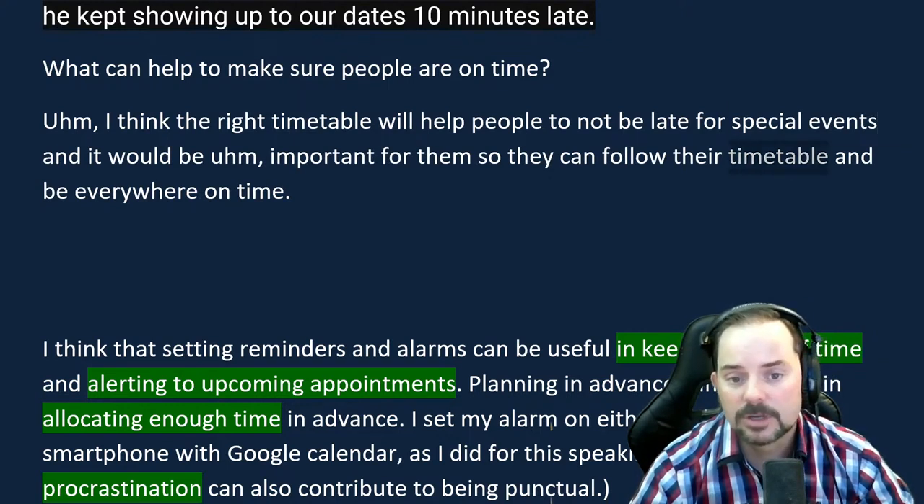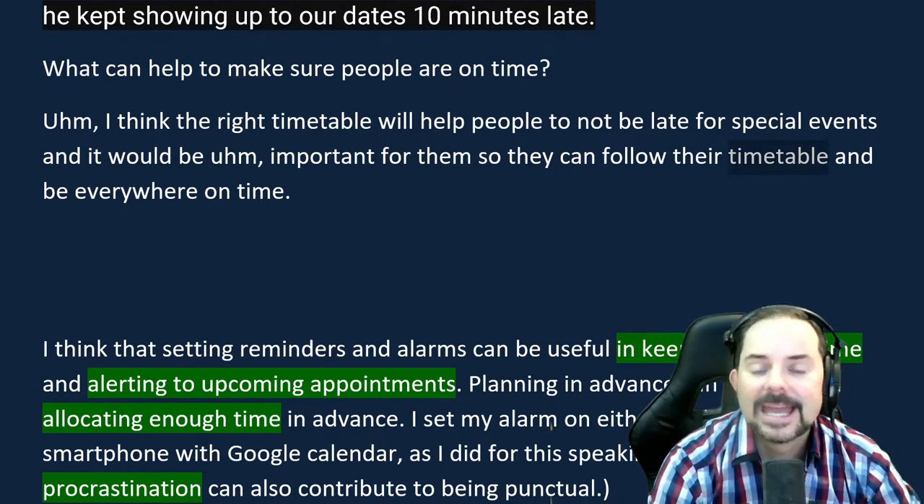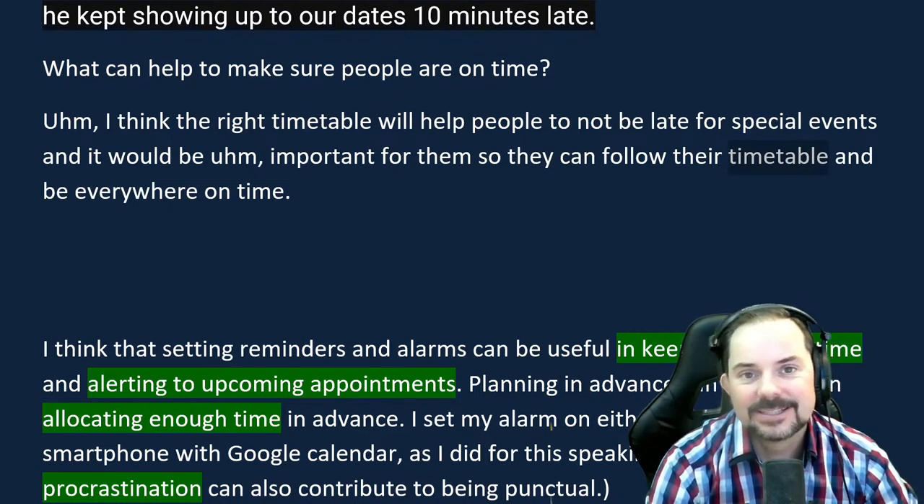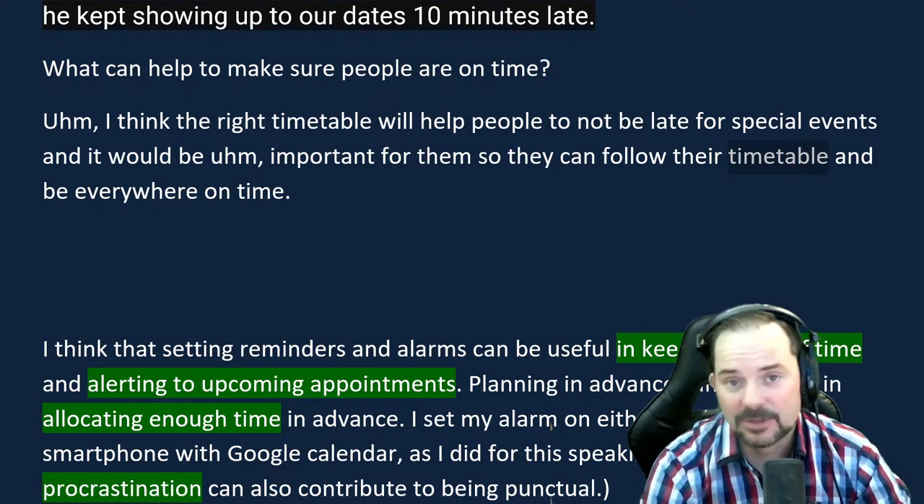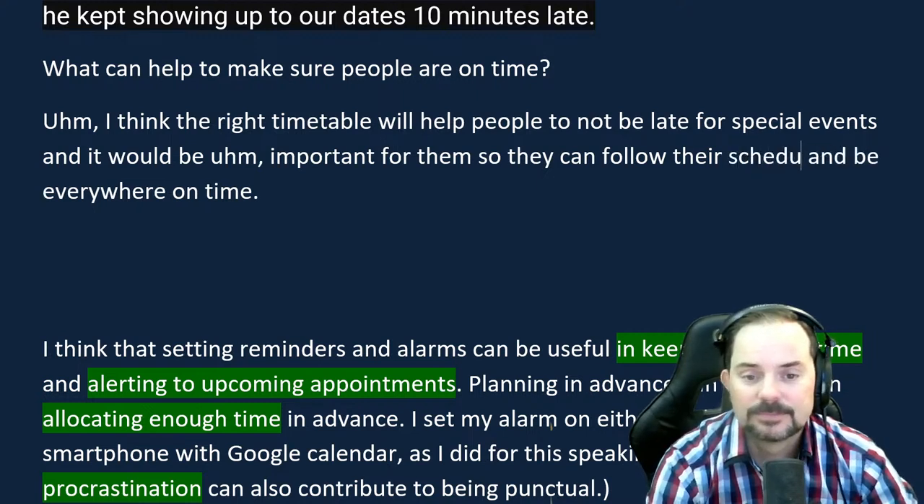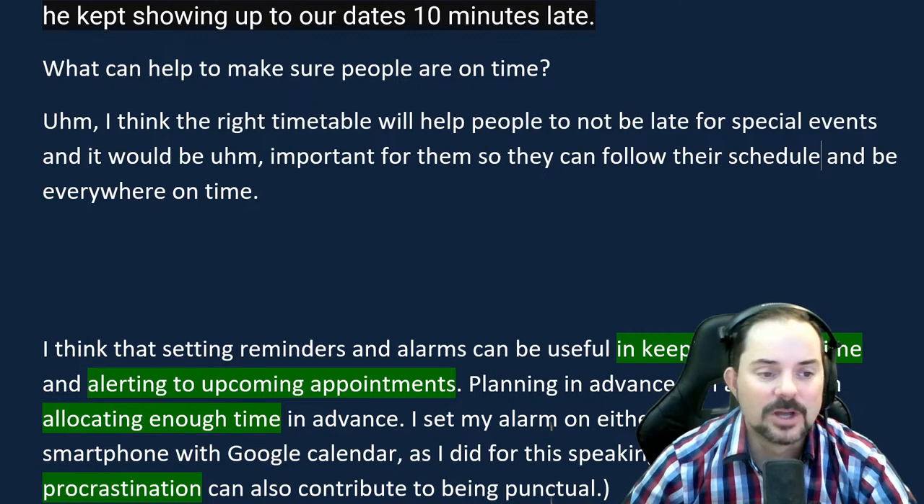Try not to repeat words. What's another way to say timetable? I was searching, but I thought big pauses may cause problems with my fluency. Yeah, so you definitely want to avoid big pauses, especially ones that are clearly about searching for vocabulary or grammar. The word I think you're looking for there is schedule, right? Yes. Follow their schedule and be everywhere on time.